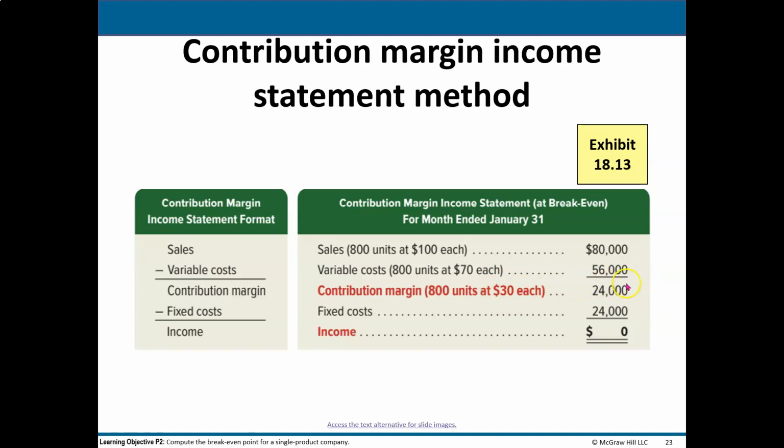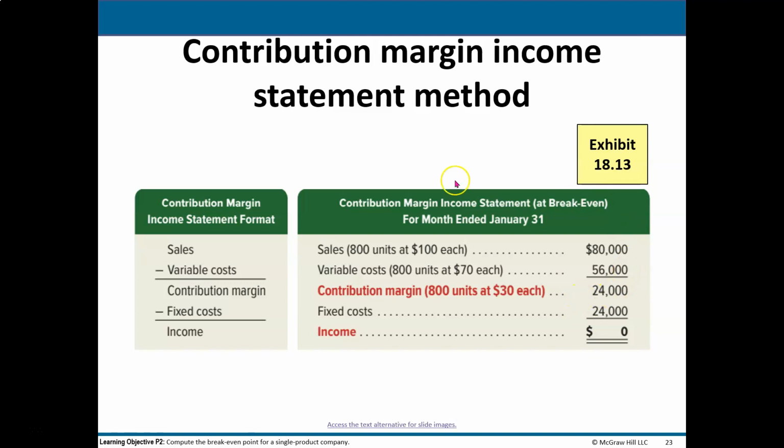And remember that contribution margin means this amount here is what I have left to cover my fixed costs. And in this case, my fixed cost of $24,000 is equal to my contribution margin of $24,000. So $24,000 minus $24,000 gives me 0. And this is my break-even point here, when my sales minus my total cost, variable and fixed, equals 0. So this is the break-even point stated in a contribution margin income statement.